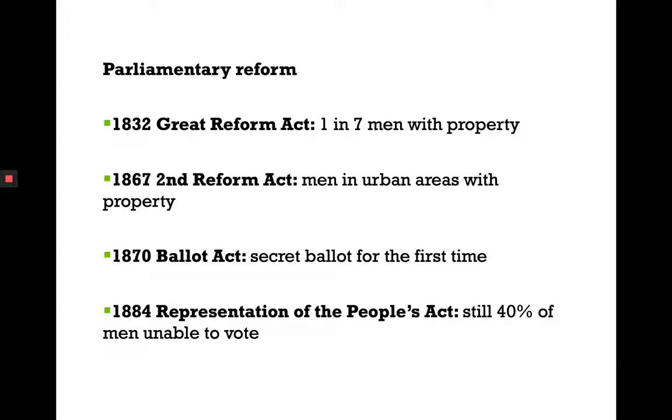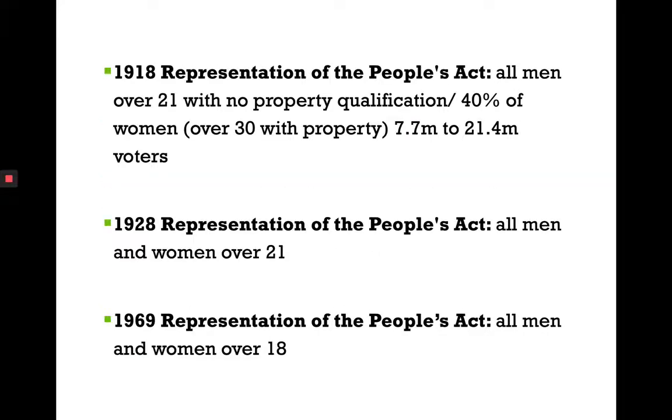And in 1884, we have another increase to people who could vote, the Representation of the People's Act. But it's still really important to know that still 40% of men were unable to vote. And of course, women at this stage could not vote. In 1918, after the Great War, the First World War, we see the 1918 Representation of the People's Act.